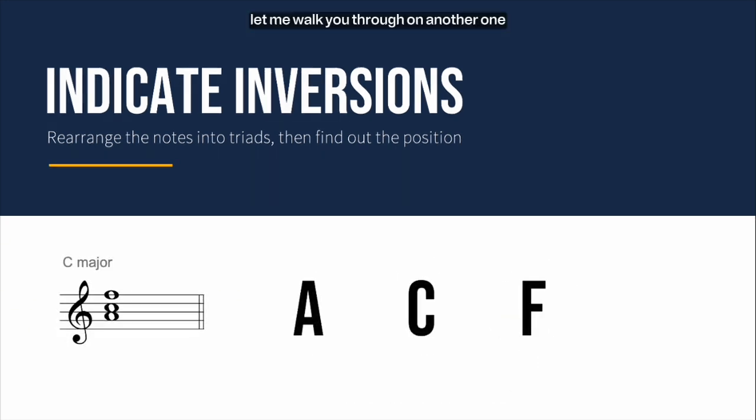Let me walk you through another one. We now have a chord with the notes A, C, and F in the key of C major. Are the three notes arranged in thirds? No, because C to F is a fourth apart. So how can we arrange them into a pair of thirds?